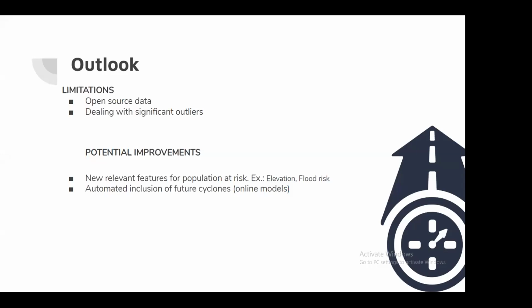We're also proposing some improvements for the future. We could use new relevant features, for example, elevation or flood risk. That is because, as much data as we collected, there are still few features. And from what we know from the research, elevation and flood risk are very important factors in how many people are going to be affected by the cyclone.